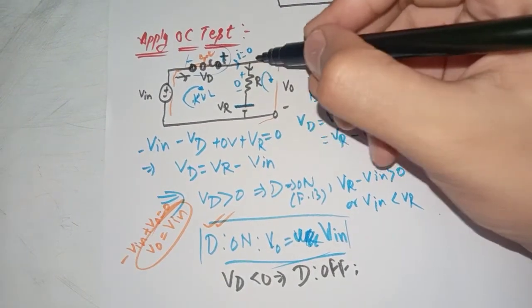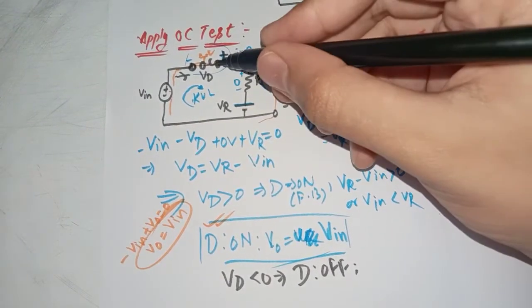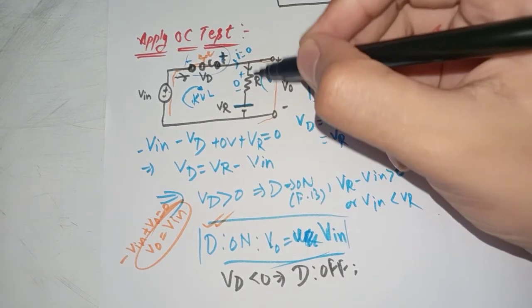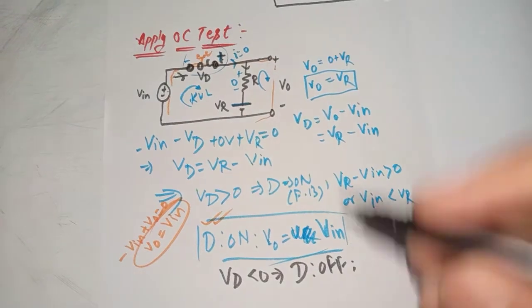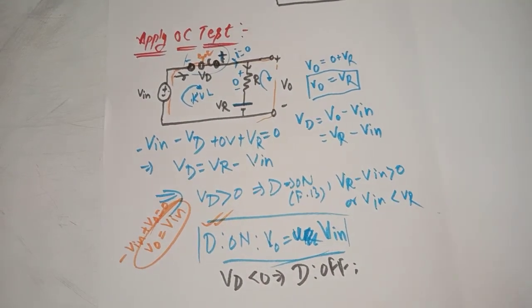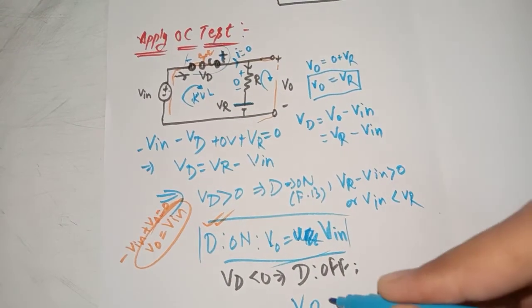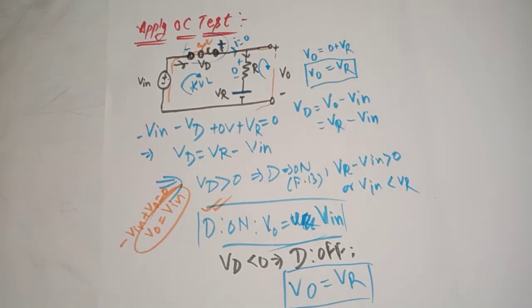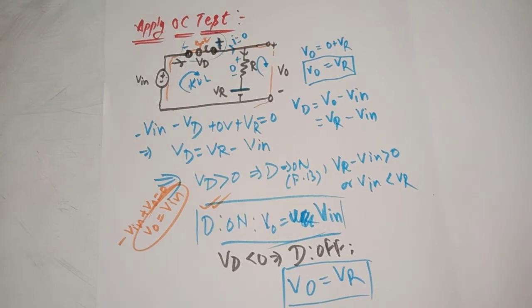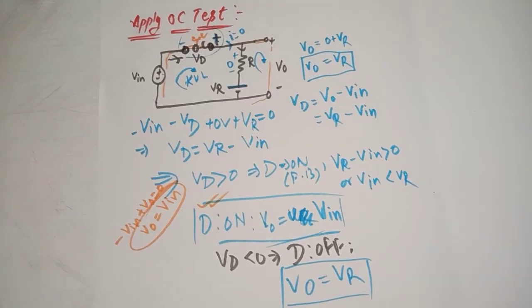So at that point there will be no voltage drop across the resistor, since we have an open circuit, so no current will flow through this resistor. So if I apply KVL in this loop, then in that case we will get V0 is equal to VR, right? So now we will draw the output waveform for this circuit.